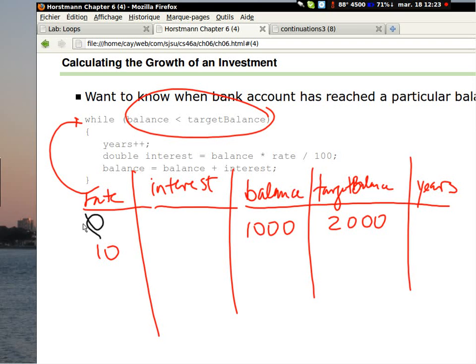Let's compute away. So years at the beginning was 0. I didn't put that here. Balance is 1,000. Is it less than target balance? Yes, thank you. So years becomes 1. Okay. What's the interest?